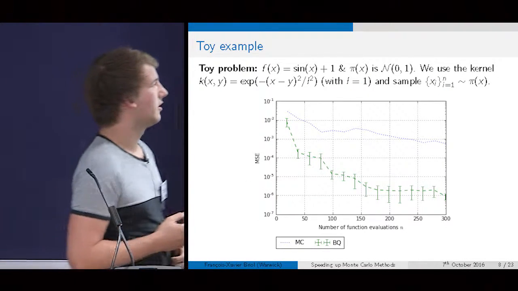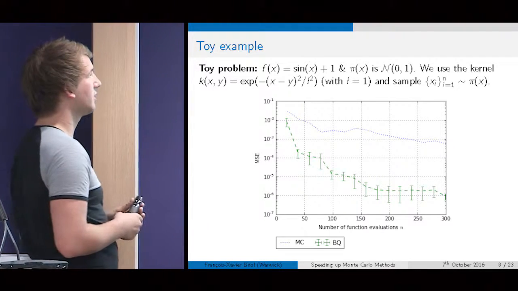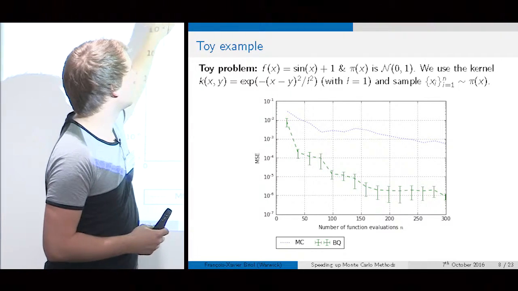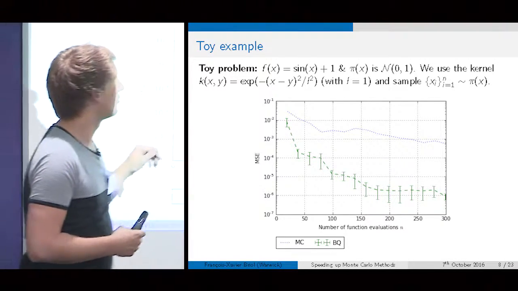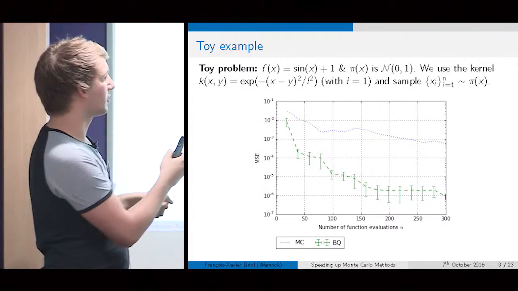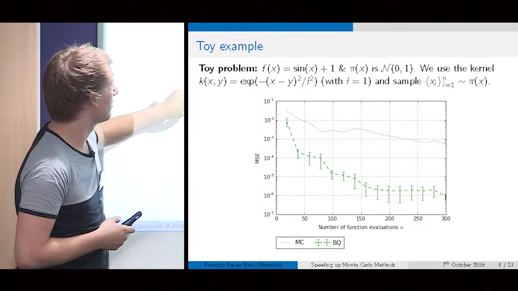So this is just a small toy example to show you how much improvement you can actually get with this. So here I've picked my function to be sin x plus 1, and my density to be a normal 0, 1. I can integrate this analytically. The solution is 1. Therefore, I can actually compute my root mean squared error. Well, actually, this is the mean squared error.